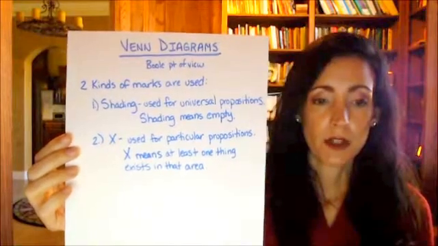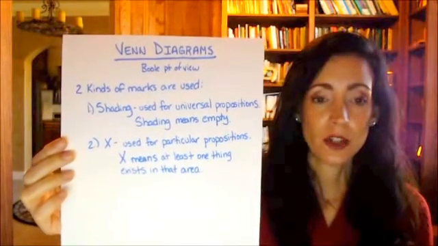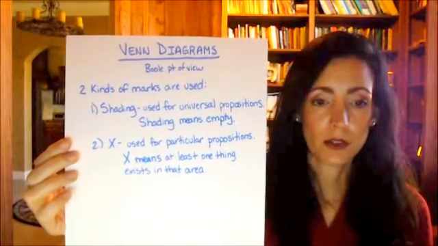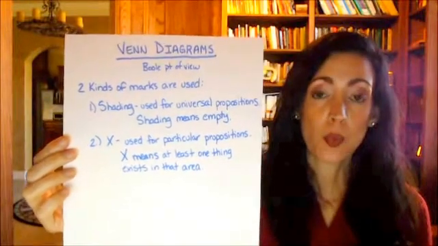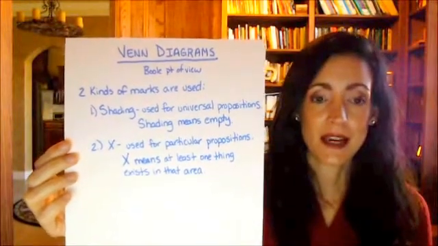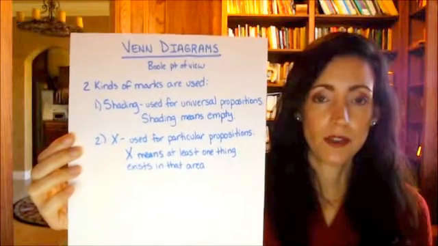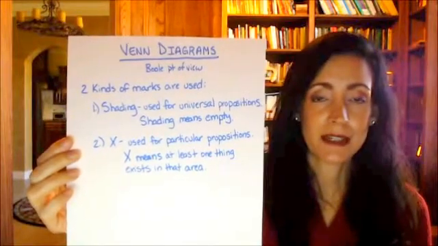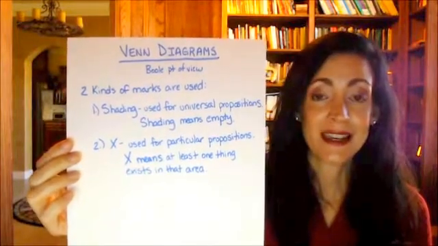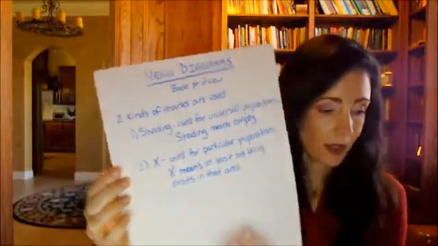The second kind of mark used is an X. An X is used for particular propositions. An X means that at least one thing exists in that area. Okay, so an X is used for particular propositions, and an X means that at least one thing exists in that area. So let me give you an example of all the categorical propositions.